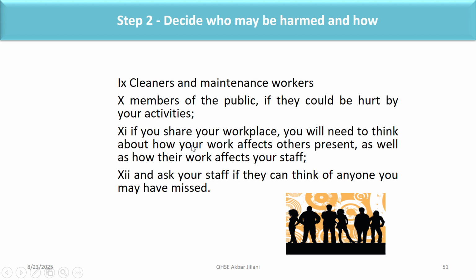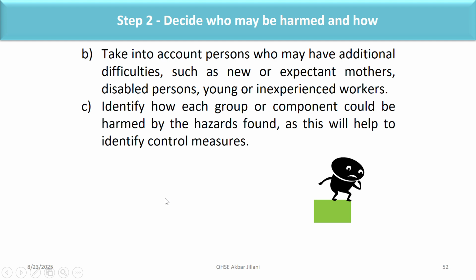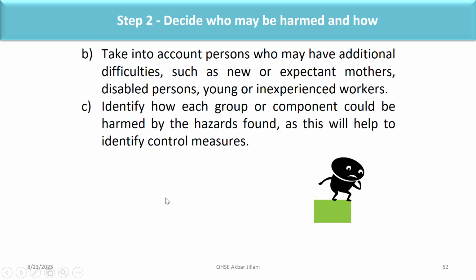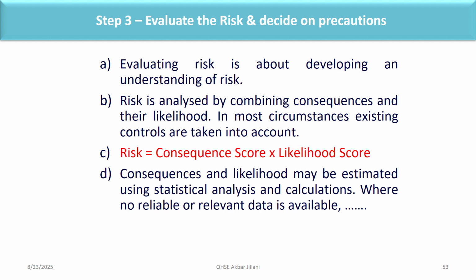Then if you share your workplace, you will need to think about how your work affects others present, as well as how their work activity affects your staff. And ask your staff if they can think of anyone you may have missed. So now, this was about deciding who may be harmed. Now we are coming to the third part: evaluate the risk and decide on precautions.